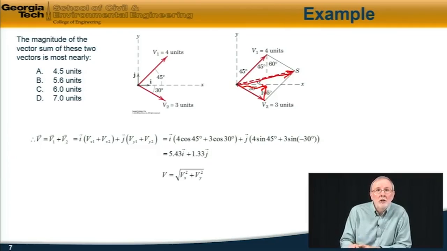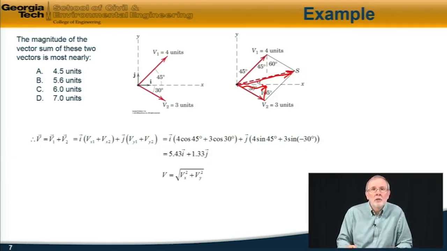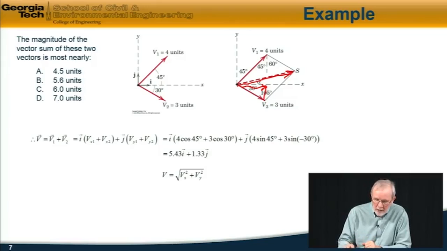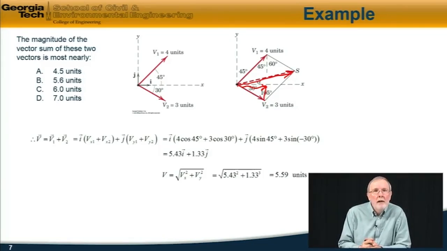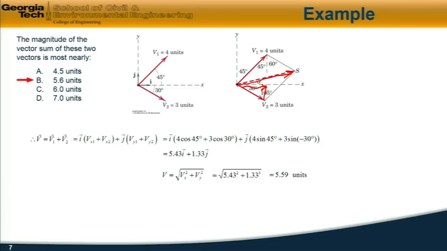But we're asked for the magnitude, so the magnitude is the square root of the sum of the squares of the components, which is equal to that, which is equal to 5.59 units. So the closest answer, the best answer, is B. If we want to find the angle alpha, then alpha is given by the arctangent of Vy over Vx, which is equal to that, which is equal to 13.8 degrees.